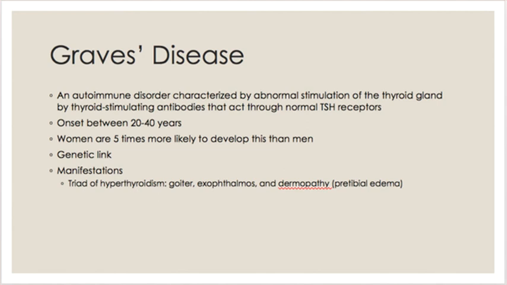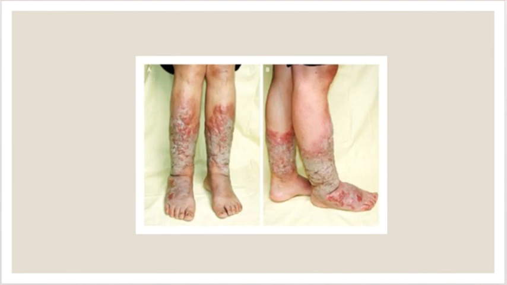Some of the manifestations you see is the triad of hyperthyroidism. So you see a goiter, you see exophthalmos, which is bulging eyeballs, and you see dermopathy or pretibial edema. And here is a picture of the dermopathy. So this is someone who has Graves' disease.